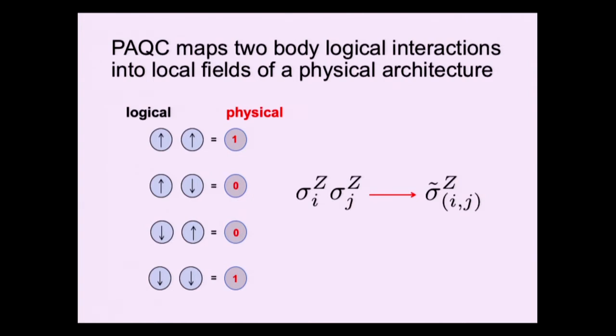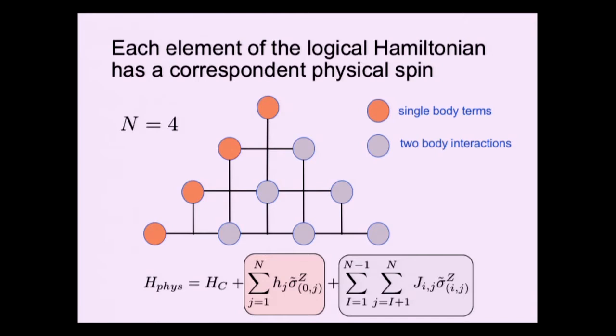When two spins are pointing up, the physical spin will also point up. When both are pointing down, we're again pointing up, while the opposite happens when we have spins pointing in opposite directions. So I'm introducing the following notation: when we have the tilde, we mean the physical spin of our model; without the tilde, we have logical spins. So what we're trying to map is these two-body terms into a single-body term of the physical model.